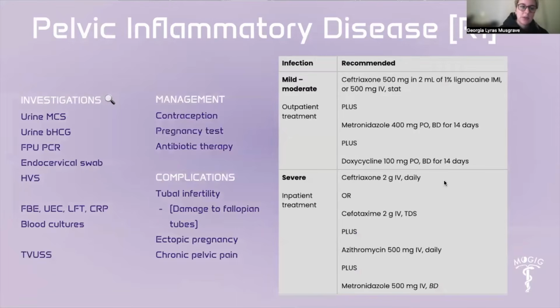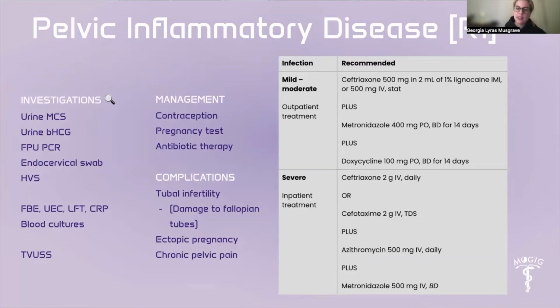So to work it up, you'll do a urine MCS, check for pregnancy, can consider a first pass urine PCR or an endocervical or high vaginal swab. On bloods, because these people can be quite unwell, you'll be doing an FBE, UEC, LFT, CRP, maybe cultures. You'll check with a transvaginal ultrasound most likely.